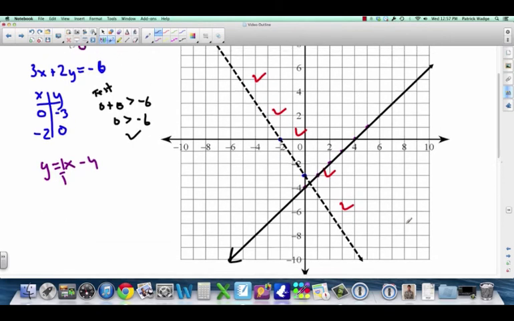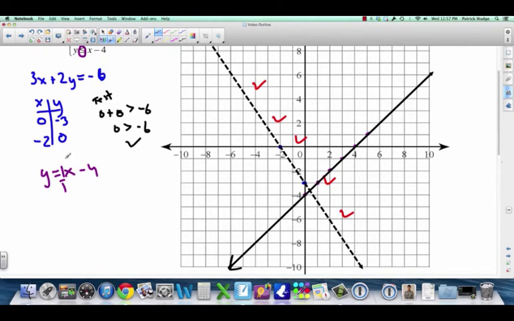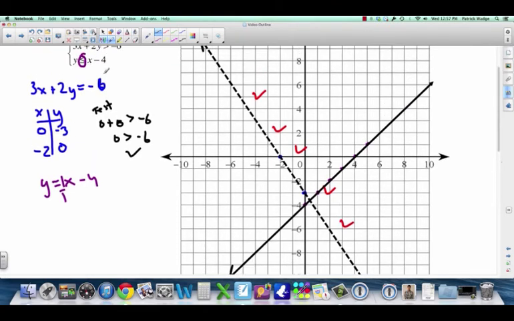Okay, there's that one. Now, we have to figure out what side of that to shade. So let's use our test point again. If I use the test point of (0, 0), I get 0 is less than or equal to 0 take away 4, which is 0 is less than or equal to negative 4. Is that true? No, it's not. So this time you would not shade on this side, because that includes the origin. You'd want to shade on the other side, down here.